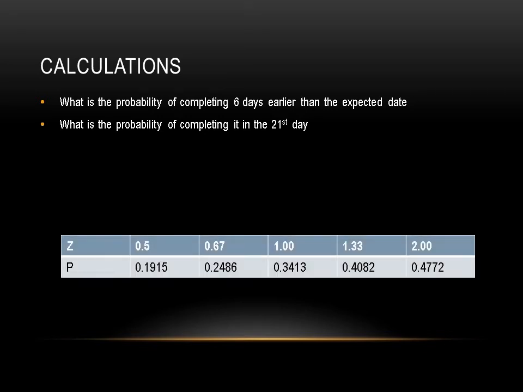So there would be a table given, Z and P. Z has values like 0, 0.5, 0.67, 1, 1.33, 2.00, and for Z equal to 0.5, P is 0.19, and so on. For Z equal to 2, P is 0.4772. These are very simple things you need to understand. Just write this table also. Pause the video and write this table.